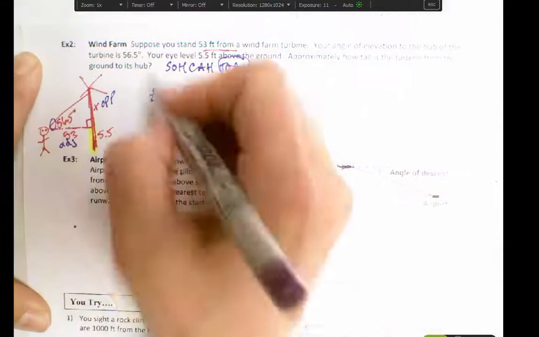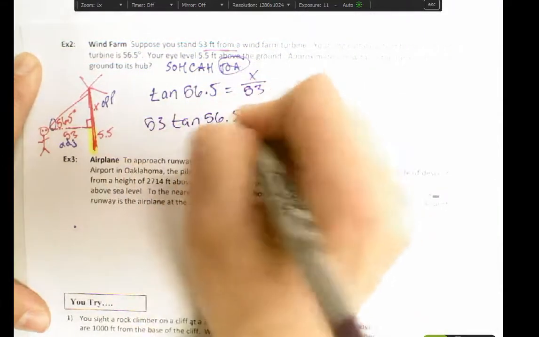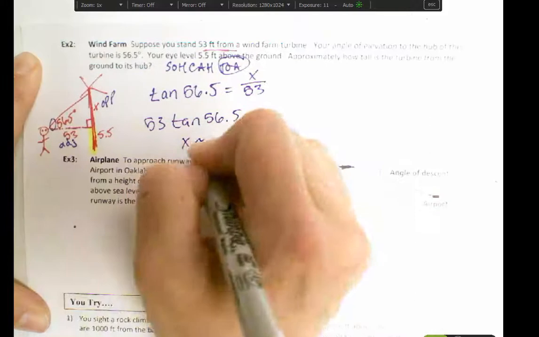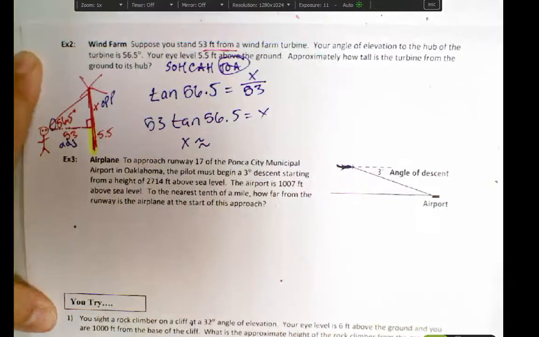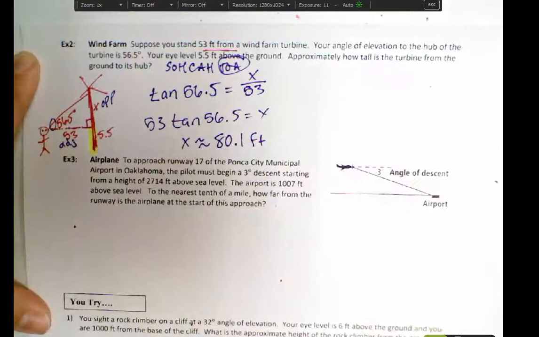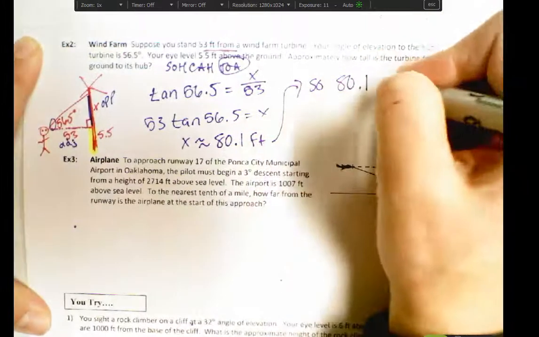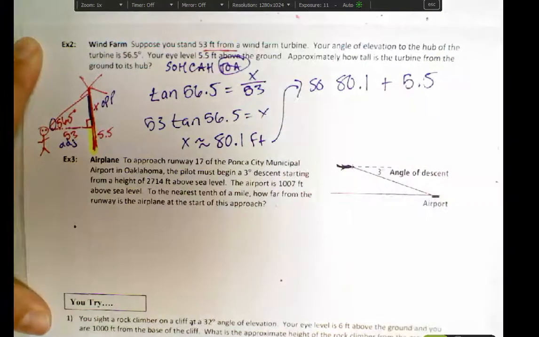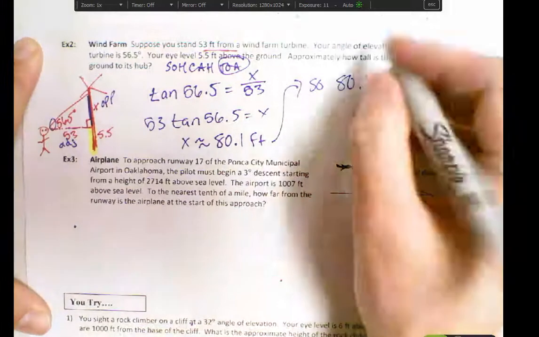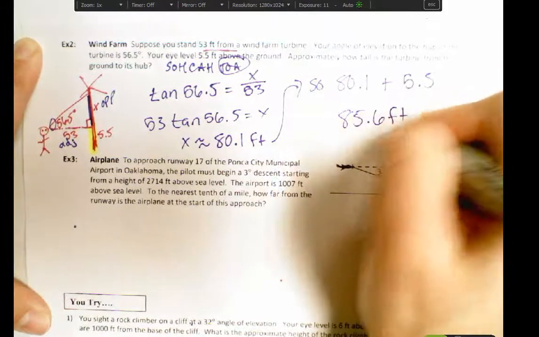I solve for x by multiplying both sides by 53. And I put it in my calculator. I get approximately 80.1 feet. But remember, that's just x. That's this piece. I have to take 80.1 plus 5.5 to find the entire length. So my turbine is 85.6 feet tall.